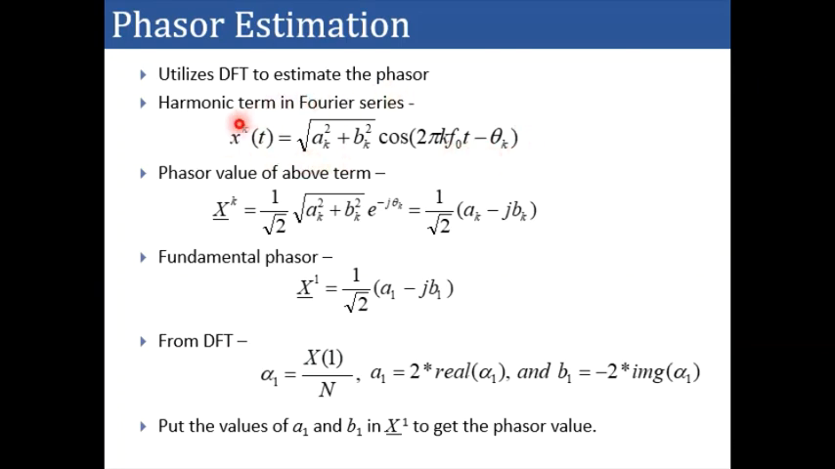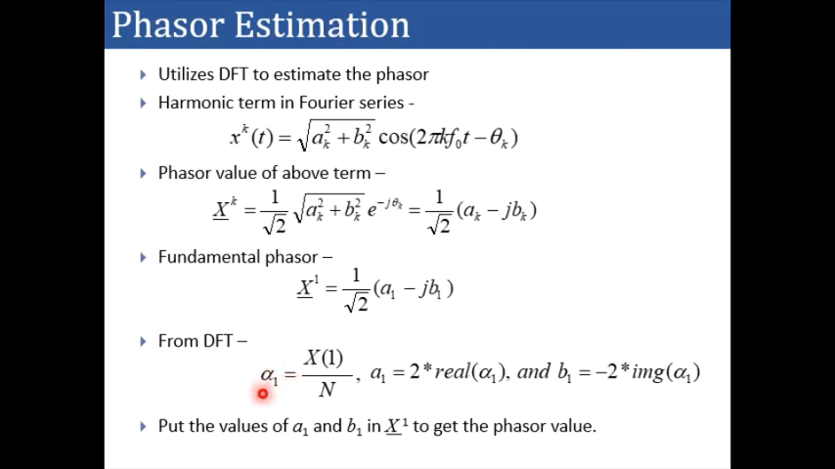The corresponding phasor value of the above term can be written as X_k is equal to 1 by root 2 times root of a_k square plus b_k square e to the power minus j theta k, or simply we can write 1 by root 2 (a_k minus j b_k). So the fundamental phasor can be written as X_1 is equal to 1 by root 2 (a_1 minus j b_1). This we can get from the discrete Fourier transform.